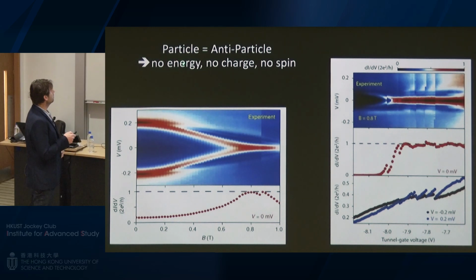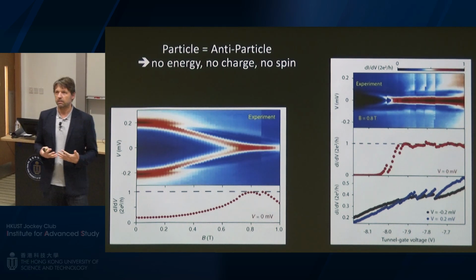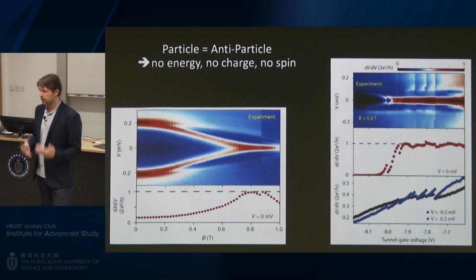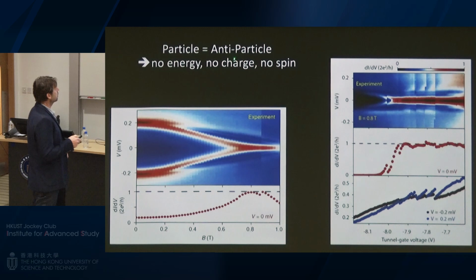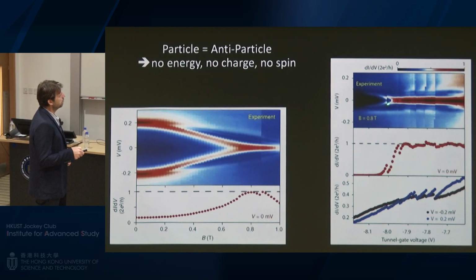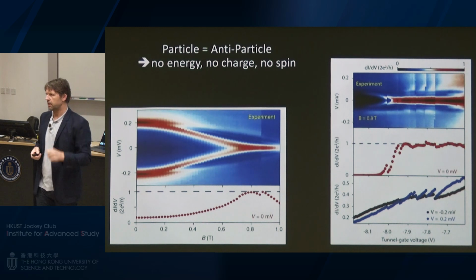First of all, no energy. These peaks now happen at 0 voltage, at 0 energy. That state does not have any energy. It only occurs at 0. No charge. In this case, we changed the electric field by changing some gate voltage. And the peak that was at 0 stays at 0. If it would be charged and you apply an electric field, the charge would change its energy rapidly.